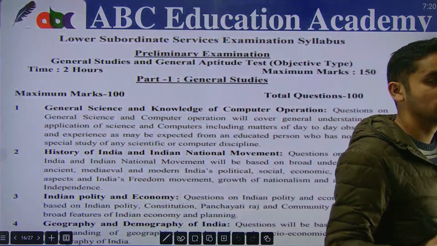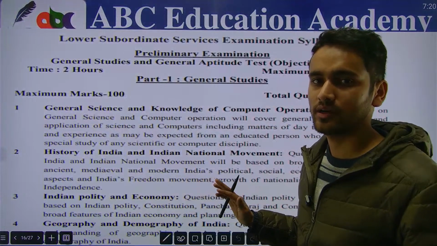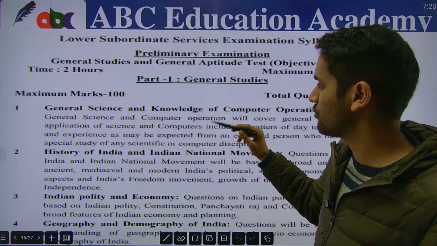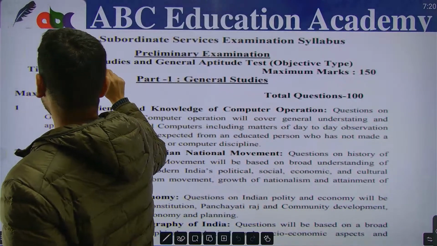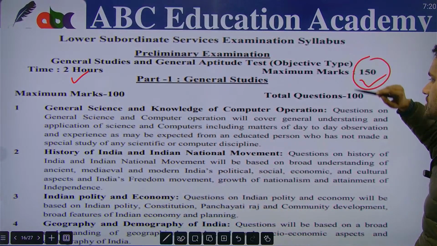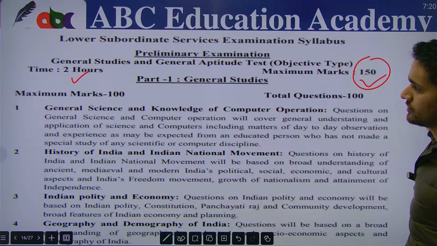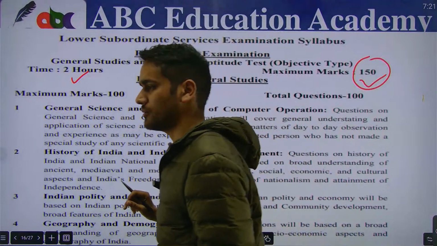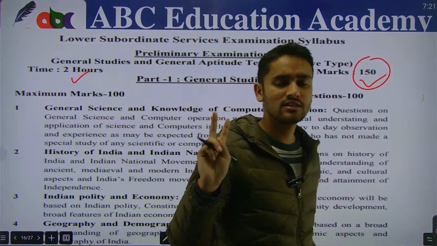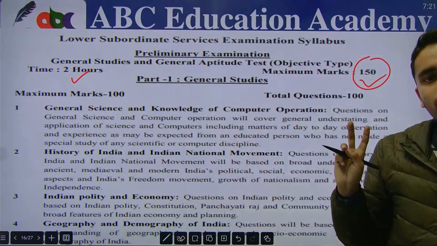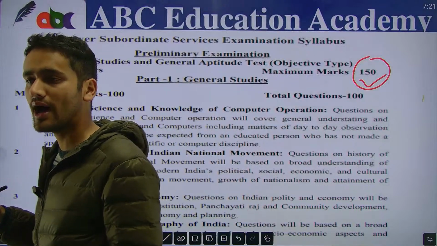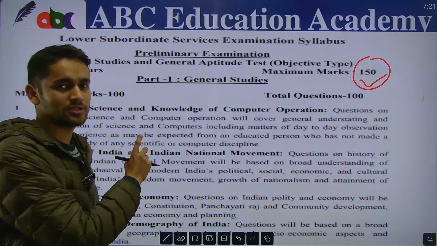Now we will discuss the syllabus in detail for the prelims examination. As I have already told you, total time given will be 2 hours. Maximum marks would be 150. So prelims examination will be in 2 parts. You will get a question paper that would consist of 150 questions. Out of 150 questions, 50 questions will be from reasoning and aptitude, and 100 questions will be from GS part.